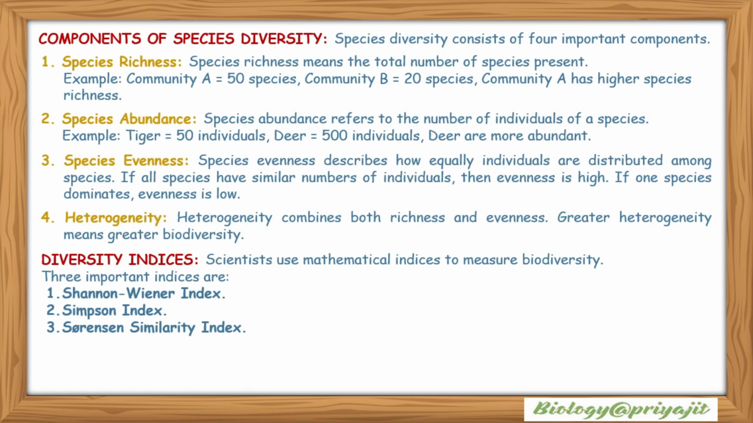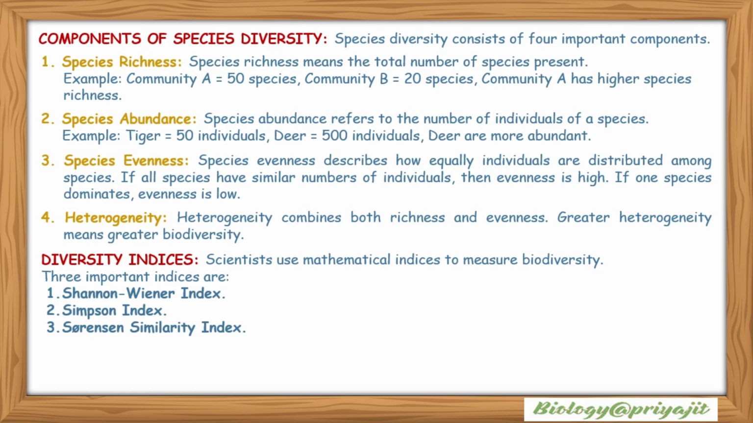Species evenness. Species evenness describes how equally individuals are distributed among species. If all species have similar numbers of individuals, the evenness is high. If one species dominates, evenness is low. Heterogeneity. Heterogeneity combines both richness and evenness. Greater heterogeneity means greater biodiversity.